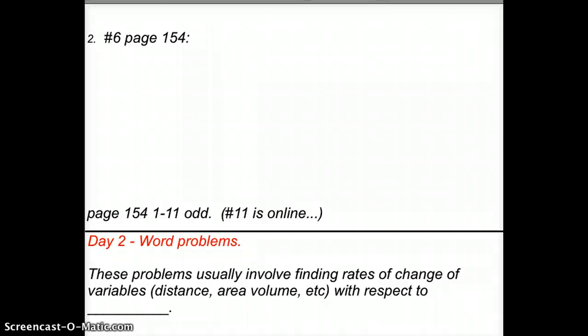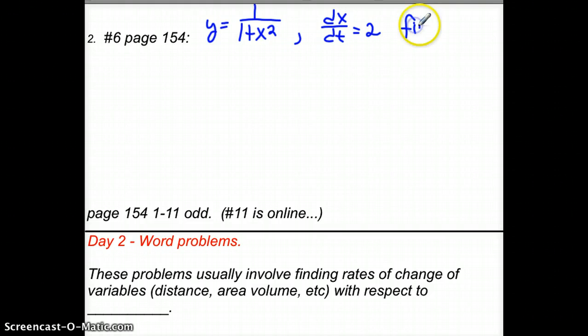I'm almost done here. I'm going to do this next one. It's number 6 on page 154, if you're wondering. But the original problem was y is equal to 1 over 1 plus x squared. And they tell you the change in x with respect to time is equal to 2. And they tell you to find the change in y with respect to time when x equals -1. And really, I just want you to get the process down.